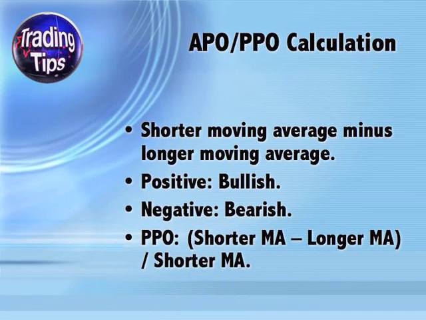APO is calculated by subtracting the value of the longer moving average from the value of the shorter moving average. If the shorter moving average is higher, then APO will be positive, which is bullish. If the shorter moving average is lower, then APO will be negative, which is bearish.